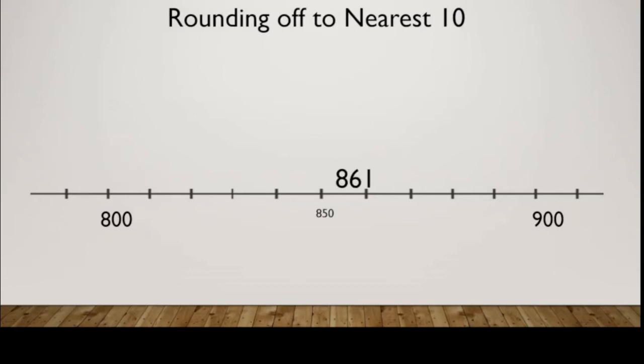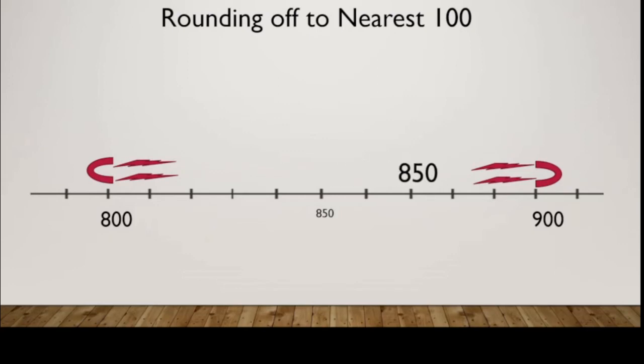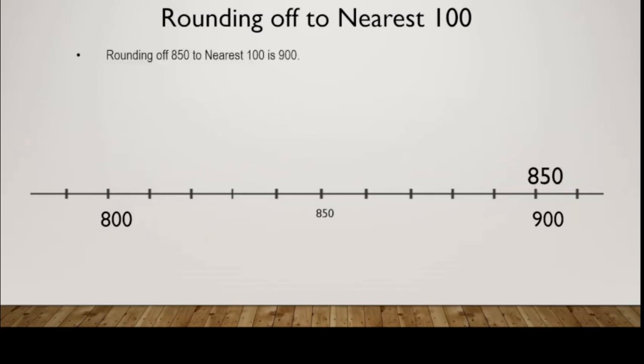Now what about 861? Well, you guessed it right. 861 gets rounded up towards 900 since it is a little after 850, which is the halfway mark. Now what happens to exactly 850? Just like the number 25, we are assuming it's going to get rounded up towards the 900 value.